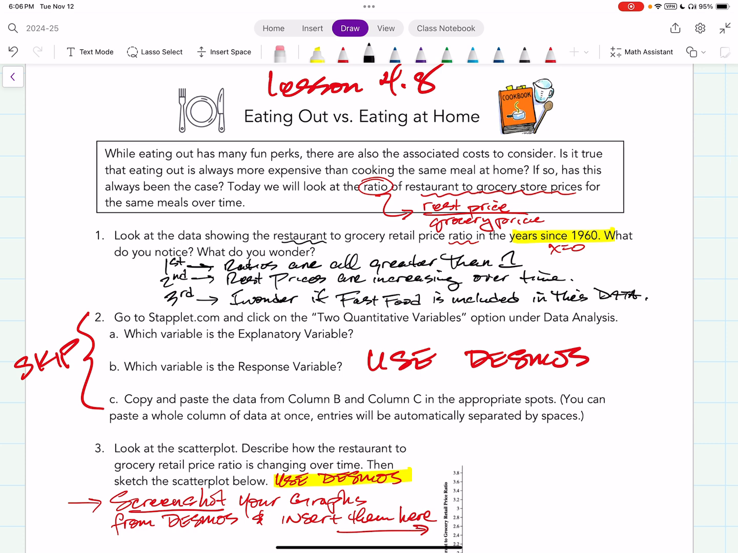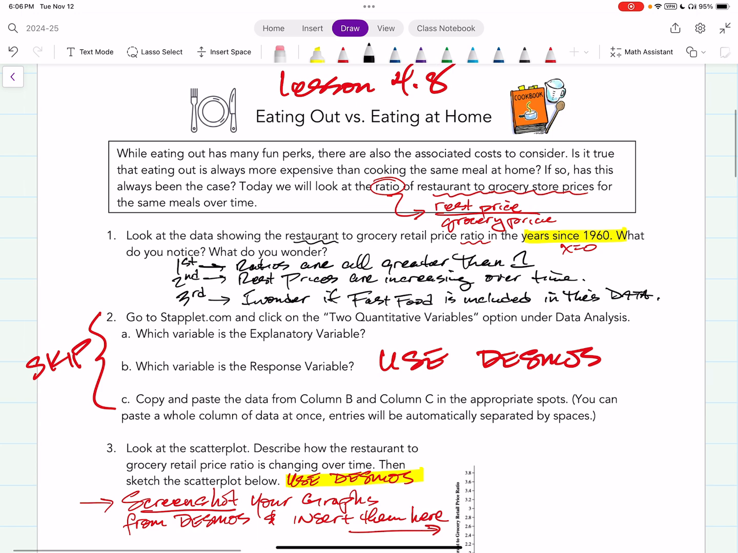Now, instead of using the website, I decided to use Desmos here, so we're going to skip this number 2. We're going to use Desmos. That's why I set you guys up using Desmos here. So we're going to go right to number 3. It says, look at the scatter plot, describe how the restaurant to grocery store price is changing over time, then use Desmos to sketch the plot. Okay, so let's go through this and figure out what's going on.